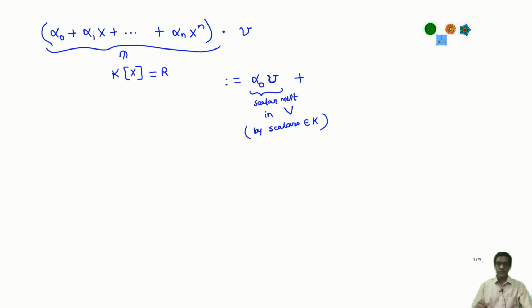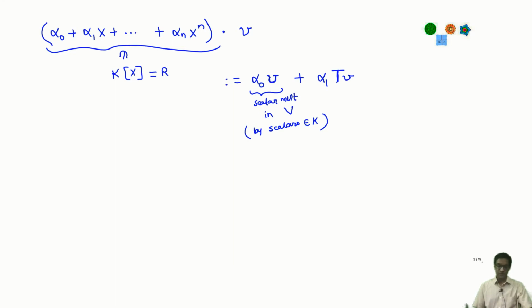Now the trouble comes in the next term. I have alpha 1 x, right? Now I need to somehow figure out a way of defining how this element acts on v. Now if I have just alpha 1, of course alpha 1 into v is just the usual scalar multiplication, but I don't know what to do with the x here. Okay, so that's really what this additional linear operator T is useful for.